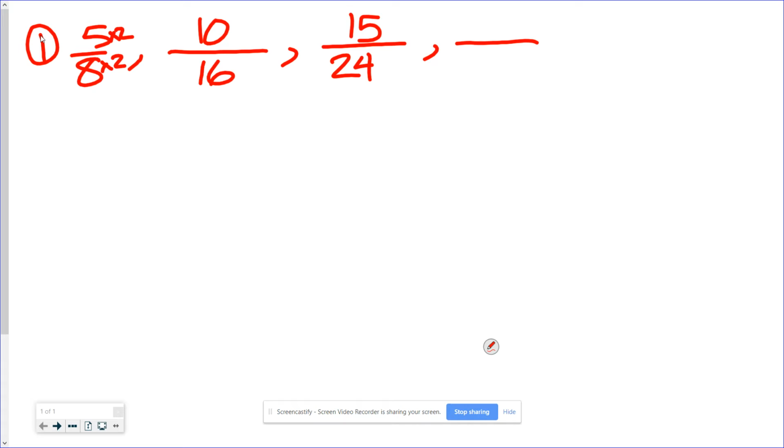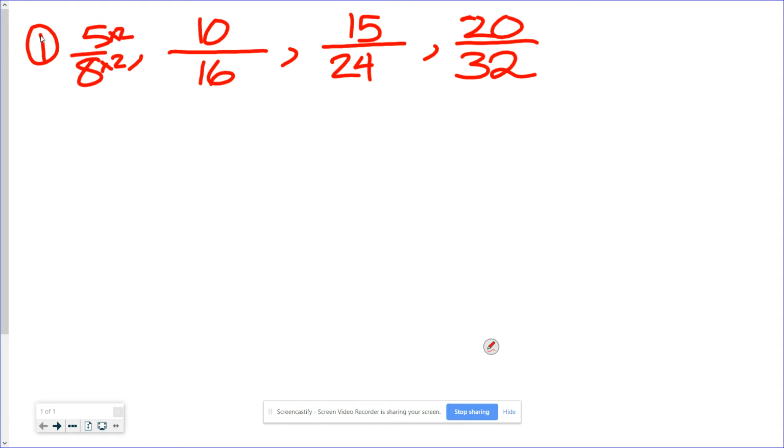The last one I'm going to do is take 5 times 4 and get 20. And then take 8 times 4 and get 32. As you can see, all of these are equivalent to each other.